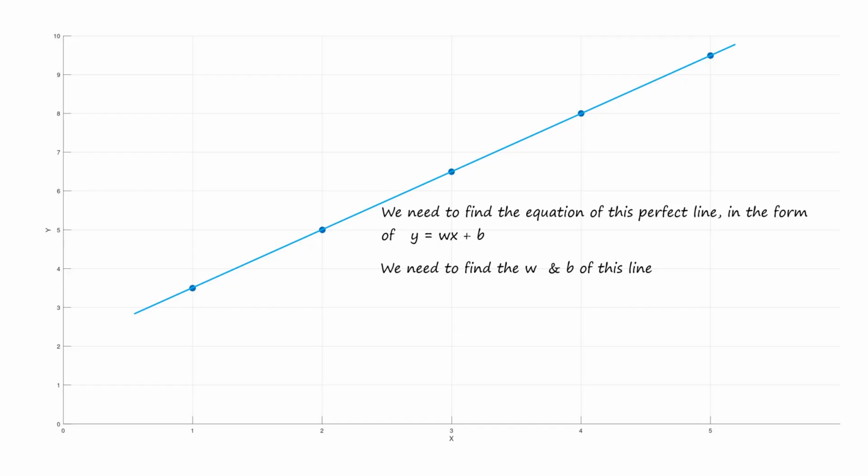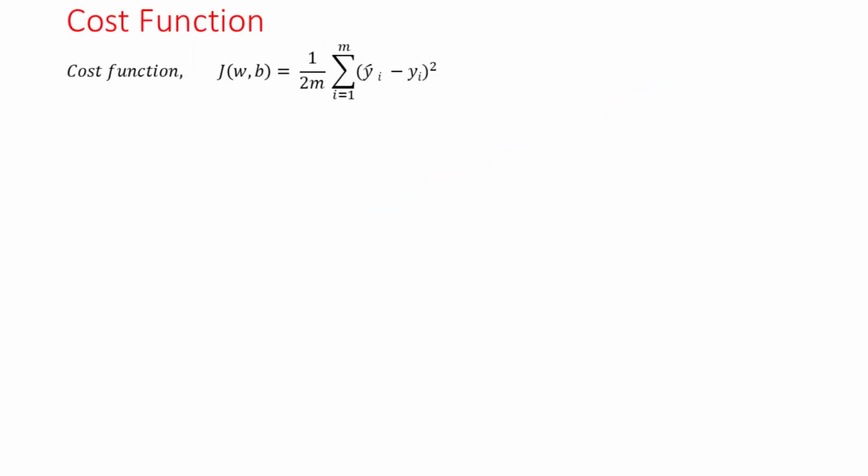We have to solve two mysteries, W and B. Let's concentrate on W. For now, let's ignore B and let it chill at 0. Why? So we can give W our undivided attention. With B equal to 0, our prediction becomes y cap is equal to Wx. And the cost function simplifies to J(W) equal to 1/2m summation i equal to 1 to m (Wxi minus yi) squared, as y cap is Wx.